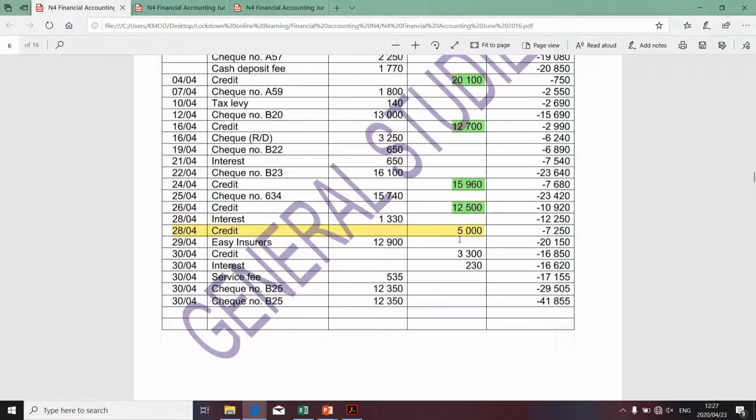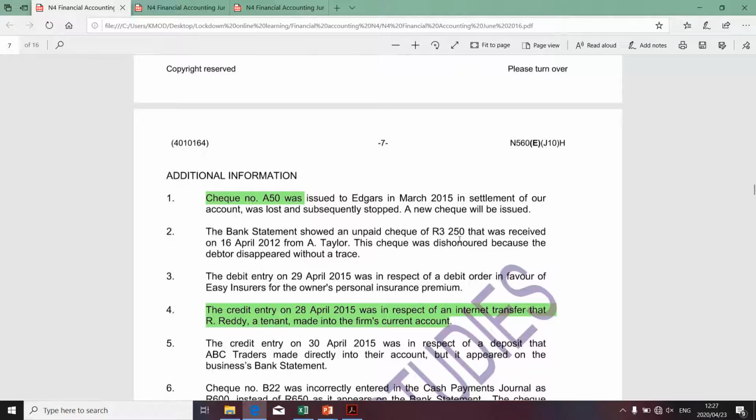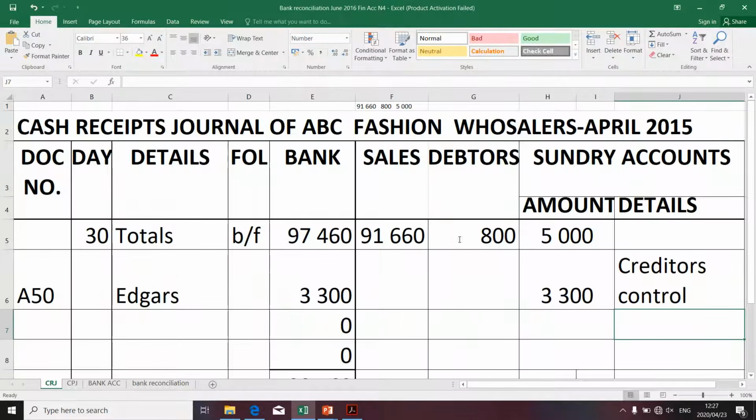We specifically told that it relates to R-ready. There you go, R-ready. So I'm going to write the description, R-ready. And the document number, if you want to know exactly where we obtained this amount, please refer to the bank statement. Allow me to use BS. BS for the bank statement.